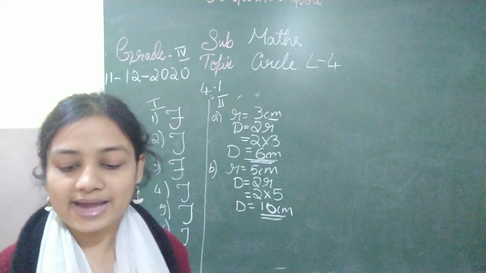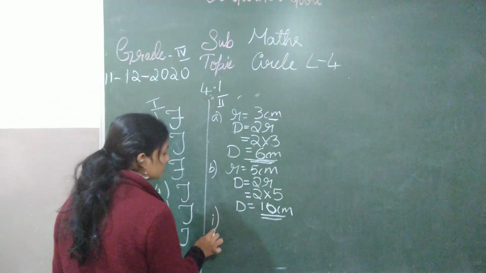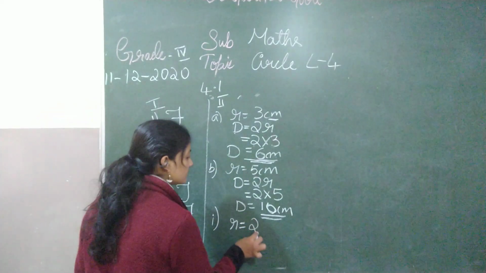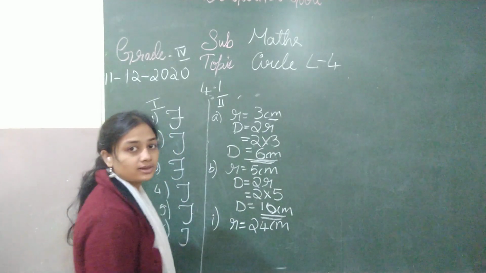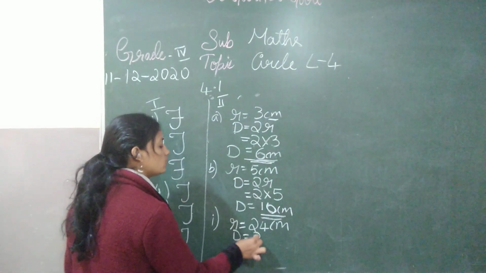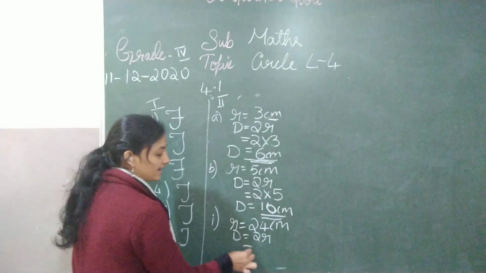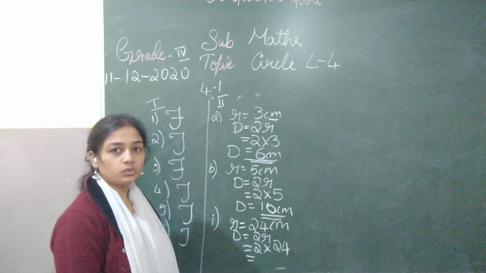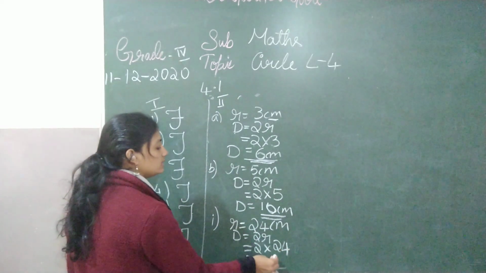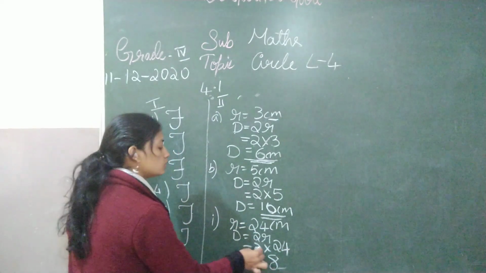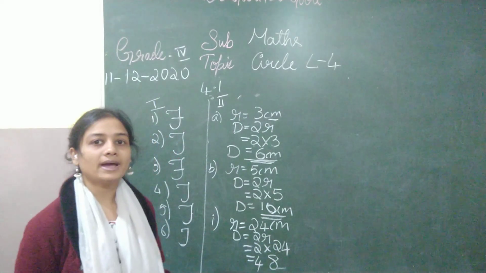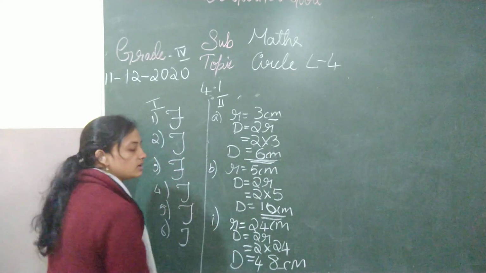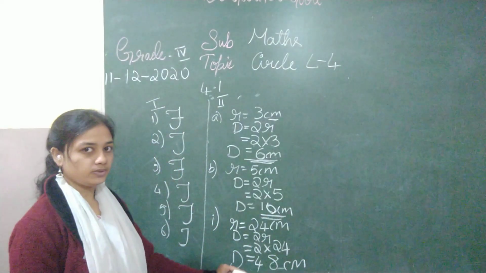Now I will show you one more sum which is a little difficult. Where r is given as 24 centimeters. So follow the steps. d is equal to 2r, formula. Then write 2 into 24. So what is 2 into 24? 2 4s are 8. 2 2s are 4. So my answer is 48 centimeters. Diameter is equal to 48 centimeters.